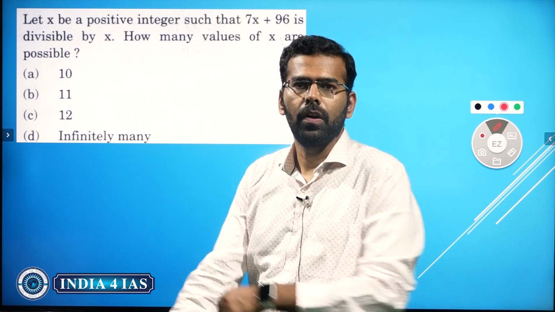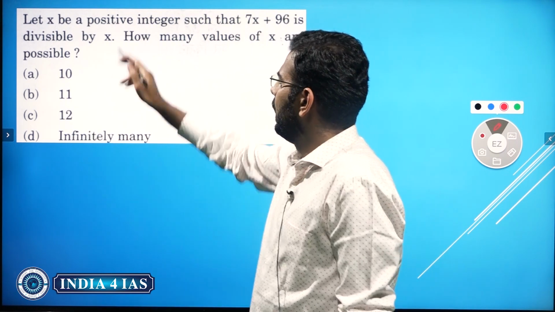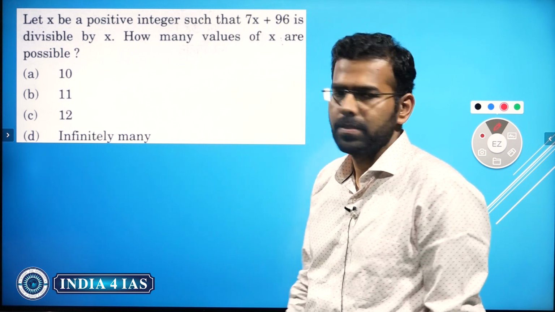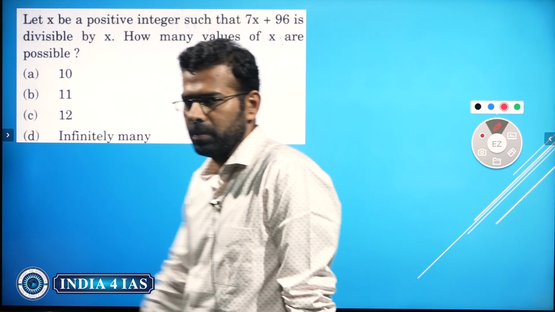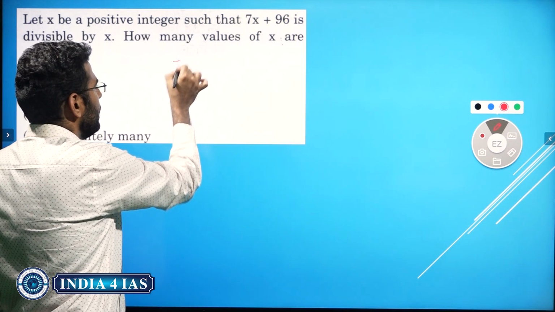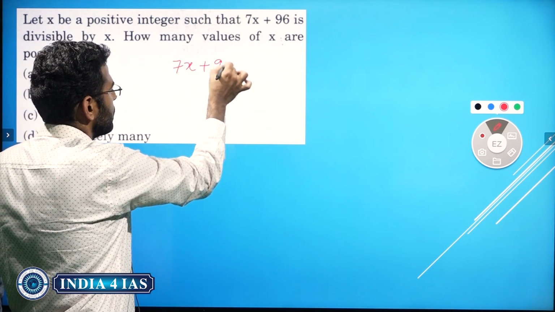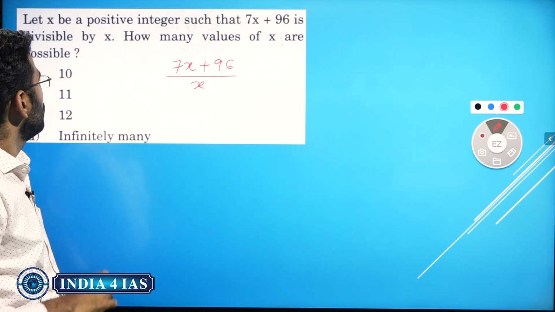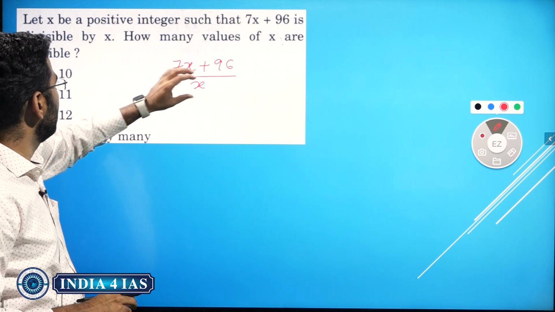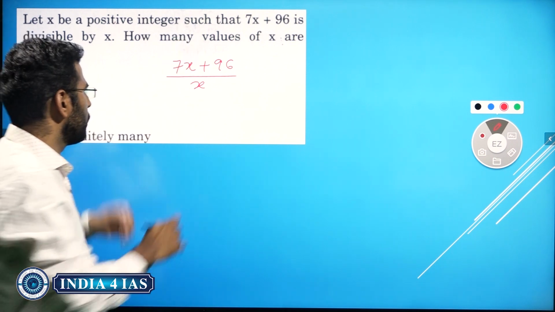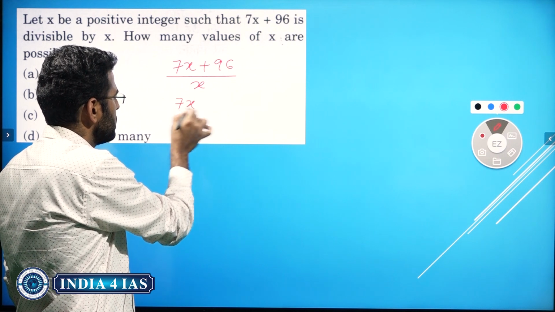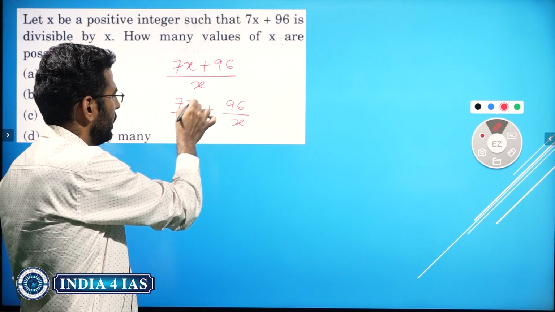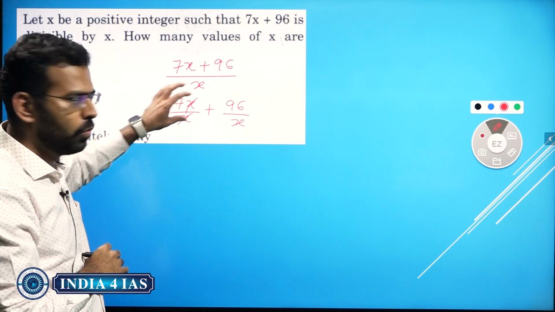Again, another question on division sum equation. Let x be a positive integer such that 7x plus 96 is divisible by x. How many values of x are possible? He is asking. So, you are dividing 7x plus 96 by x. Here, he is saying this number is completely divisible by x. See, here you will write 7x by x, 96 by x. So, here x's will be cancelled. So, here no remainder will be left out.